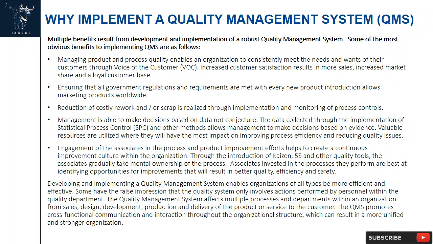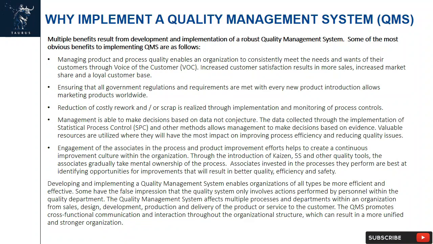Ensuring that all government regulations and requirements are met with every new product introduction allows marketing products worldwide. Reduction of costly rework and/or scrap is realized through implementation and monitoring of process controls. Management is able to make decisions based on data, not conjecture. The data collected through the implementation of statistical process control, SPC, and other methods allows management to make decisions based on evidence. Valuable resources are utilized where they will have the most impact on improving process efficiency and reducing quality issues.